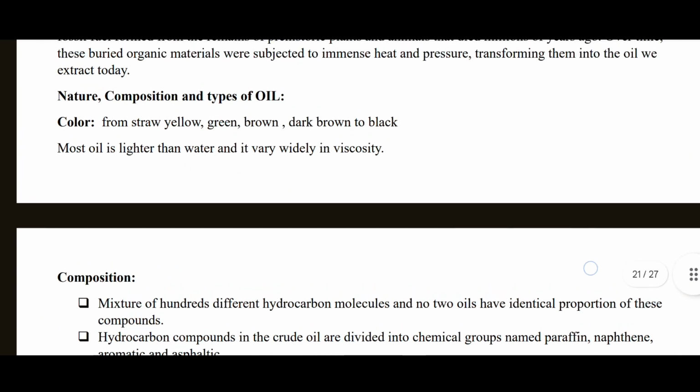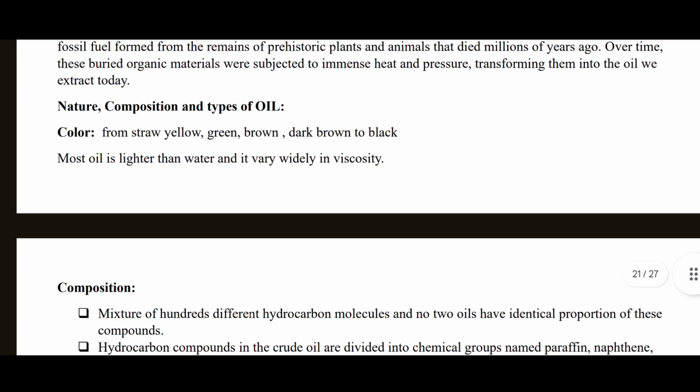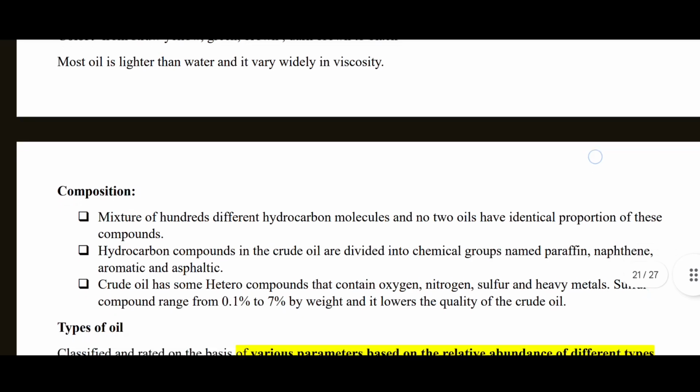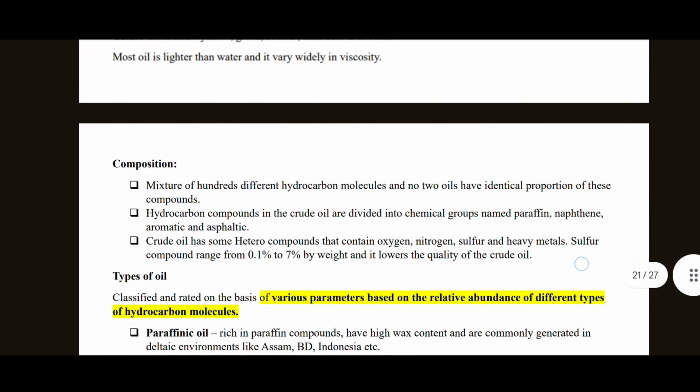First, the color ranges from yellow, green, brown, dark brown to black. Most oil is lighter than water, and it varies widely in viscosity. And now, what's the composition?